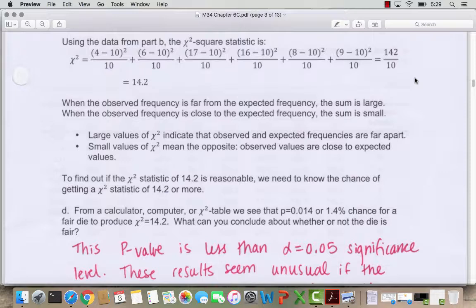So to find out if the chi-square statistic of 14.2 is reasonable, we need to know the chance of getting a chi-squared statistic of 14.2 or more. So from either a calculator, a computer, or a chi-square table, we would be able to see that for this chi-square value, for 6 lines in our table, we get a p-value of 0.014, or a 1.4% chance for a fair die to produce this chi-square value. So our p-value conclusions are still going to be the same way. And I'll show you on the next page how we can use a chi-square table, and how we can use StatCrunch to find these p-values.